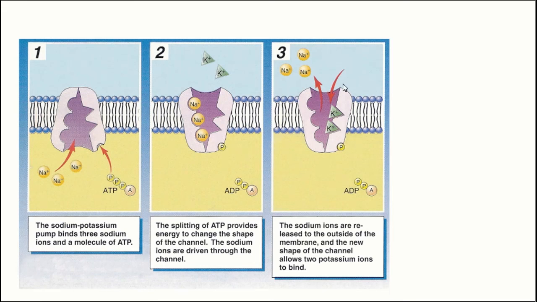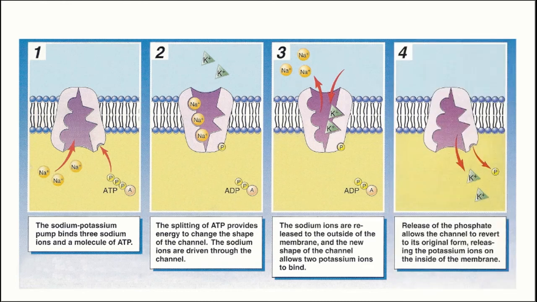After these sodium are released, 2 potassium from the outside of the cell bind to the channel and will eventually be brought in. So in this next part of the diagram here, we see that the channel reverts back to its original shape, and the potassium that was bound to it is pumped into the cell. And so we see that the sodium-potassium pump uses 1 ATP to kick 3 sodium out of the cell and then bring 2 potassium into the cell. And so in this way, it's helping to keep the concentration of sodium on the outside of the cell quite high and keep the concentration of potassium on the inside of the cell high as well.